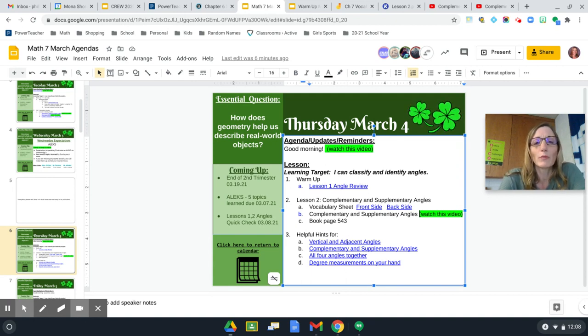I will bring that slide up in just a second. You just need some lined paper to write some of your answers down for that warm-up. And then after that, we'll go through lesson 2. I'm going to do that a couple different ways. I have some videos to show you. We're going to look at some vocabulary again from your vocab sheet. And then we're going to head into the book.